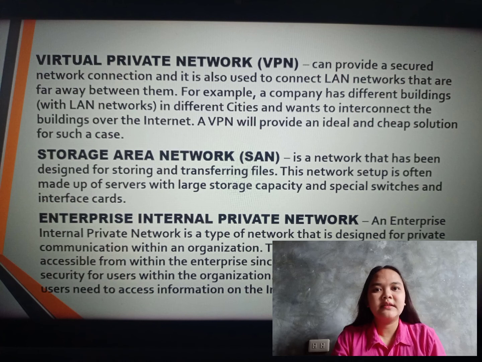And enterprise internal private network. An enterprise internal private network is a type of network that is designed for private communication within an organization. This type of network is only accessible from within the enterprise since its major goal is to provide security for users within the organization. A firewall is often used when users need to access information on the internet.